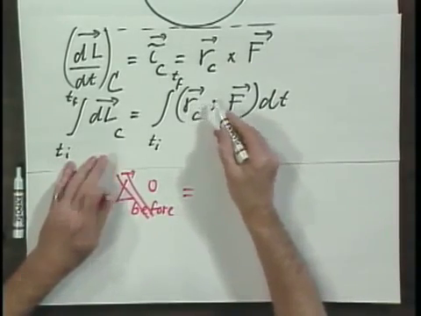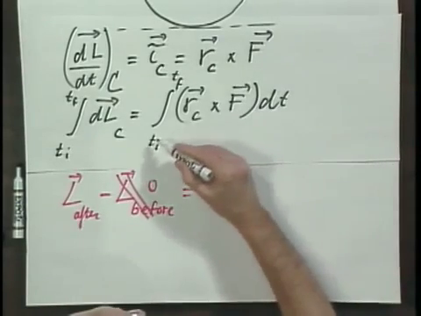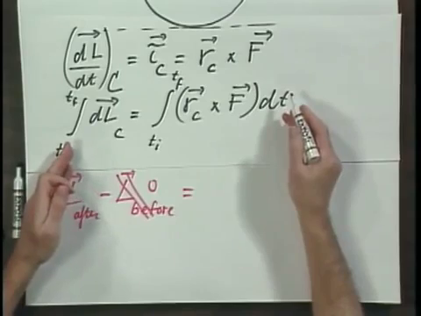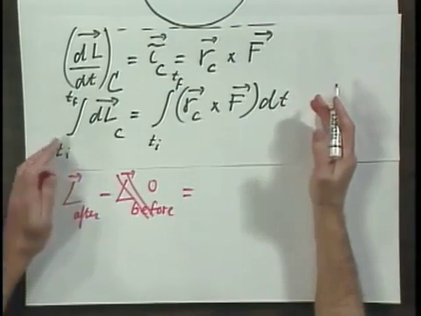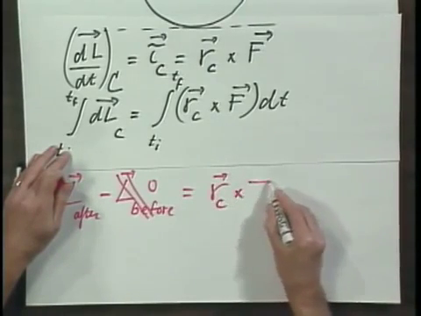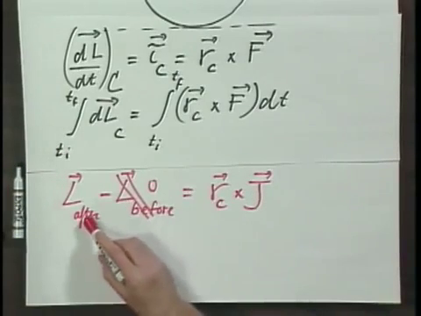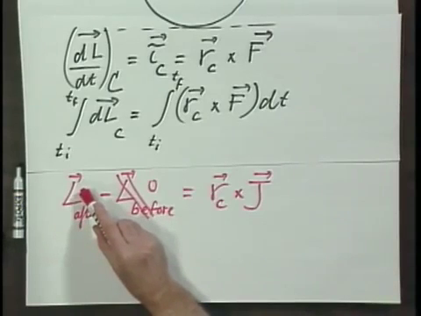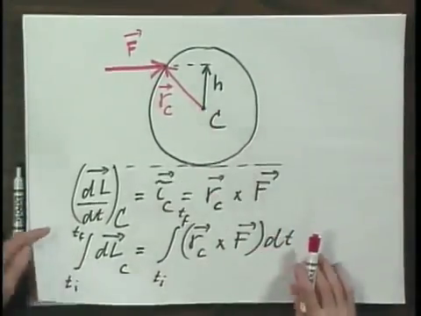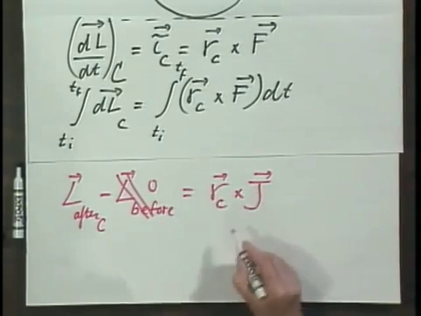You can take R of C outside the brackets, if you want to think of it that way. The integral from T initial to T final of F dt, that integral, per definition, is J. That's the impulse. So this integral would be R of C cross J. So we now have a very simple result that this vector, angular momentum about the center of mass, I can write a C here, equals RC cross J.